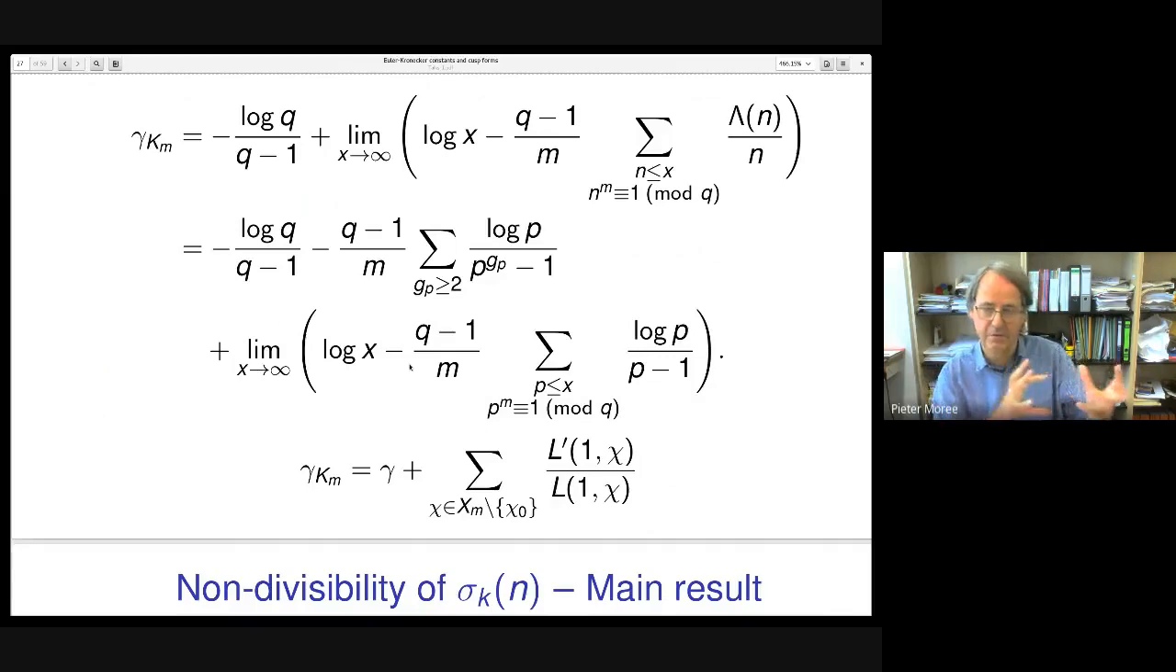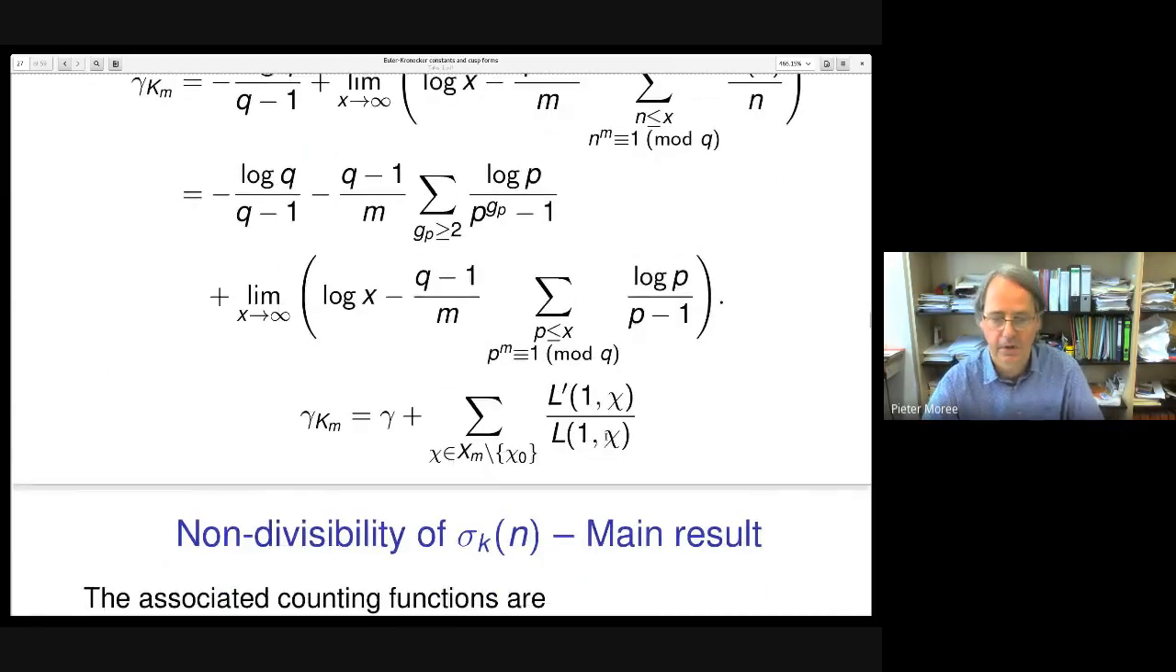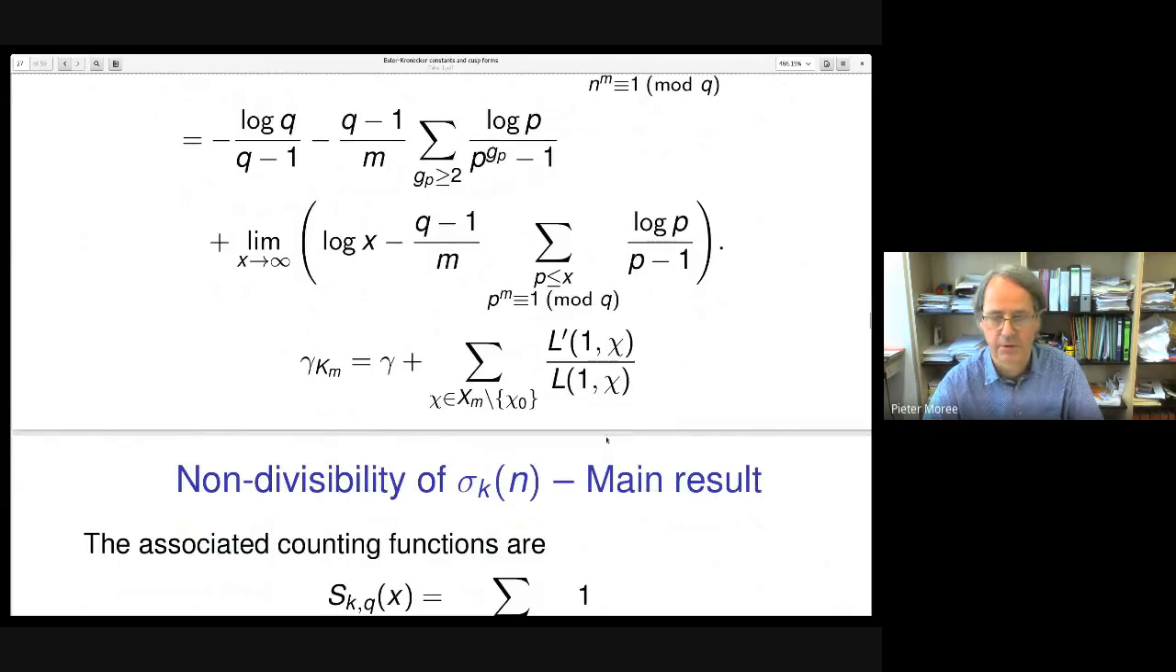So if you have such a very irregular situation, where you have lots of primes congruent to 1 mod q following each other, you will get quite a negative value of this Euler-Kronecker function. So it's a measure for irregularity of prime distribution.